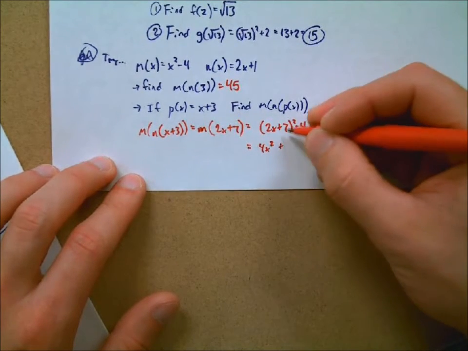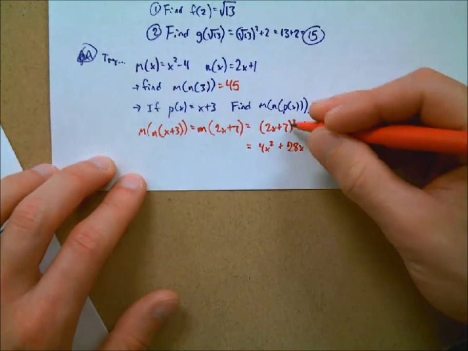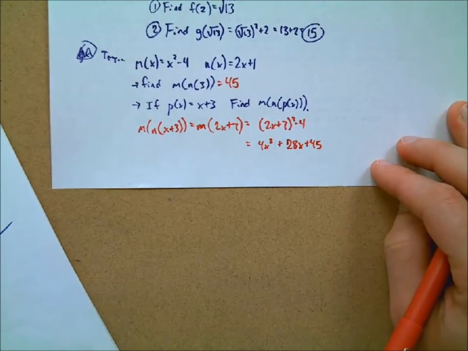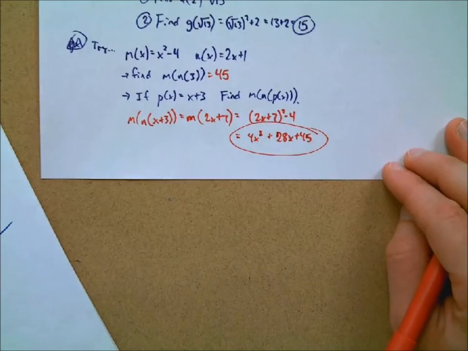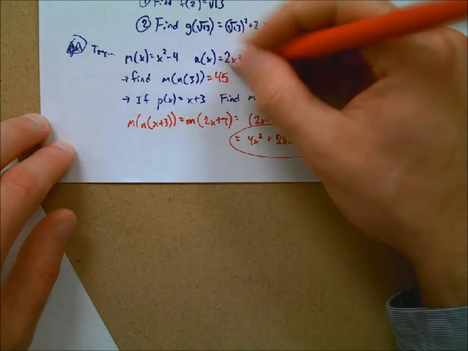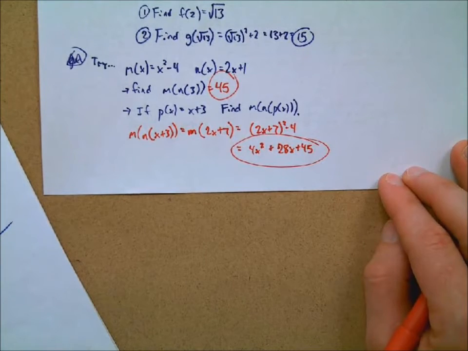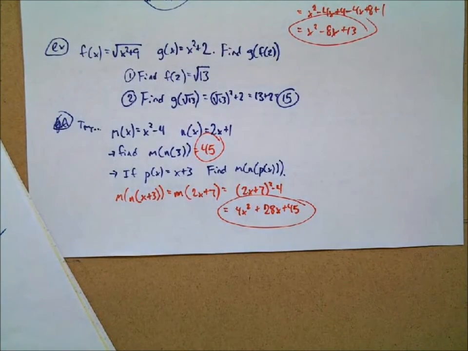So 7 times 2 is 14 plus another 14, so 28. And then 49 minus 4, so 45. So 4x squared plus 28x plus 45 is your final answer there. Okay? Questions on any of that?